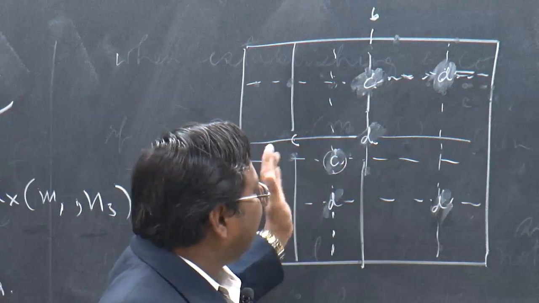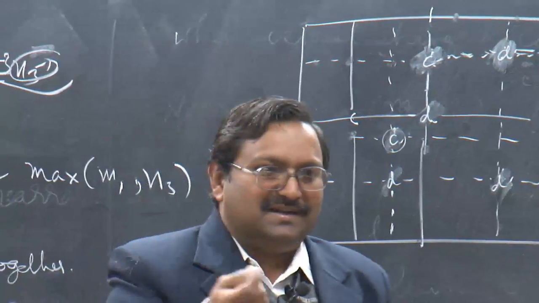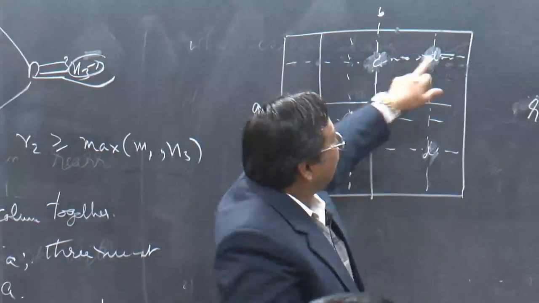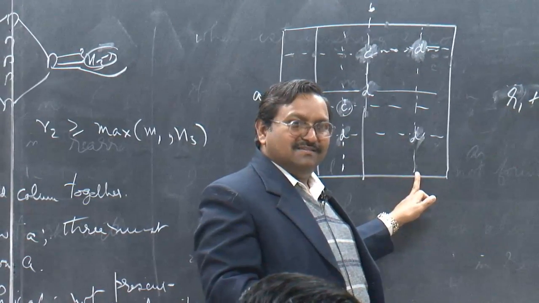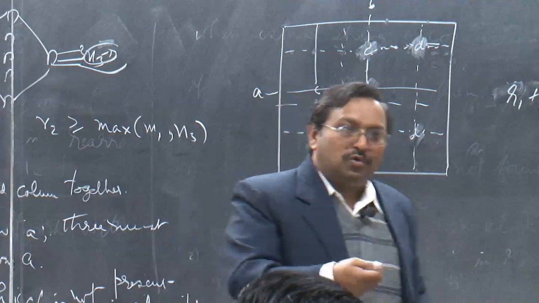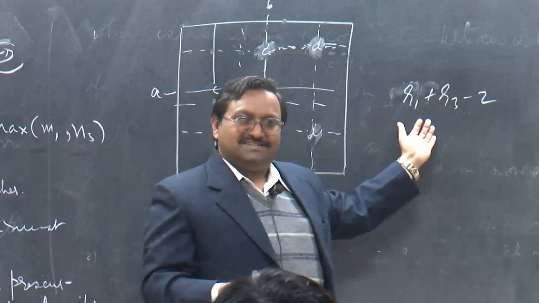And I have proven that every time I am trying to find a corresponding element. So if I am here at C, in the row I am searching for a D. If there is a D, I am in the column searching for a C. I am always going to a new row or new column. So in the worst case, I will require this many searches.